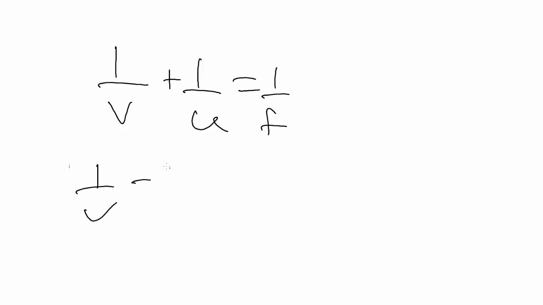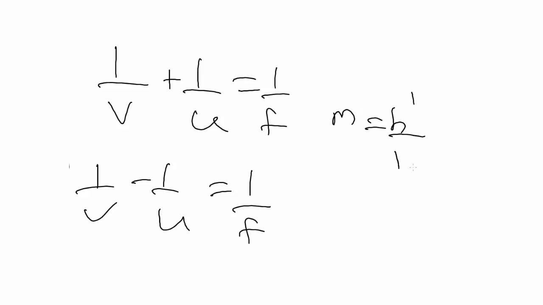You remember you had 1 by V plus 1 by U is equal to 1 by F. Well, for lenses it's basically 1 by V minus 1 by U is equal to 1 by F. And magnification is pretty much the same over here, except for one minor thing. Magnification is equal to h dash by h, which is equal to negative V by U. However, for lenses it's positive V by U. And yes, that's about it.